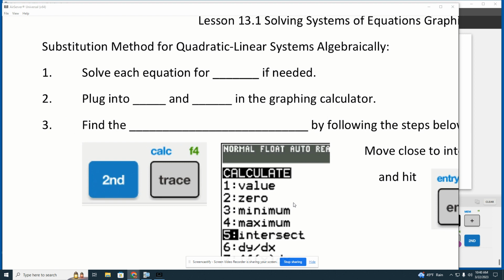Now, it's pretty straightforward, but if there's 2 variables, you have to have 2 equations to solve that system of equations. If there's 3 variables, you have to have 3. So tomorrow we're actually going to be looking at some that have 3 variables.